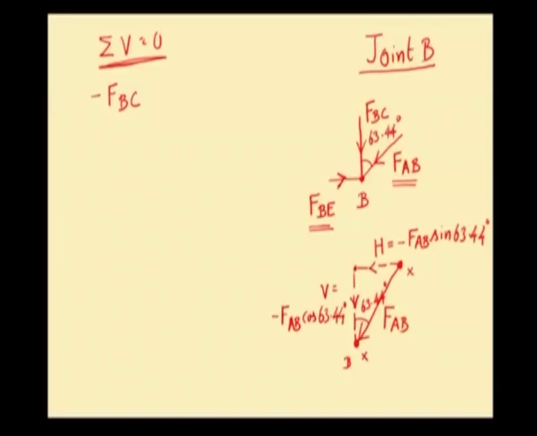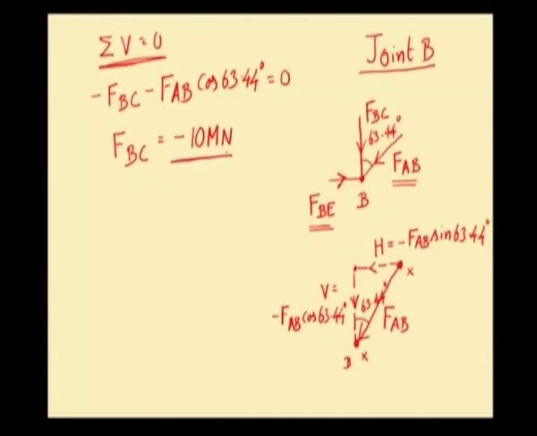Now, here we are applying the equilibrium equation sigma V equal to 0 for joint B. So, FBC is negative. So, minus FBC. Now, vertical component of FAB is minus FAB into cos of 63.44 degree. So, these are the algebraic sum of all vertical forces. I am equating this to 0. Already we have found out the value of FAB. Putting the value of FAB in the above equation, we can get the value of FBC. FBC comes as minus 10 meganewton.